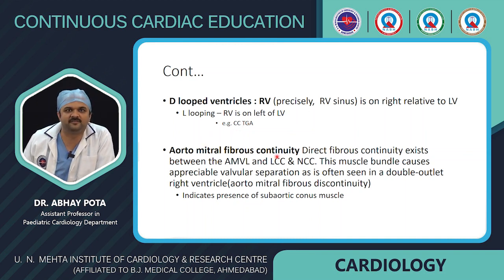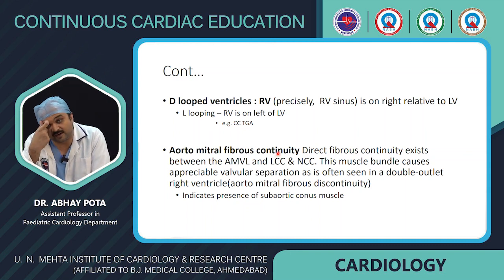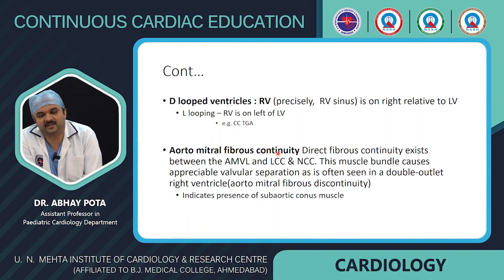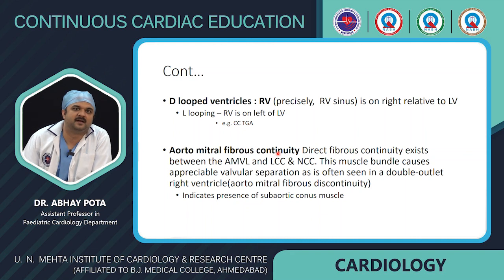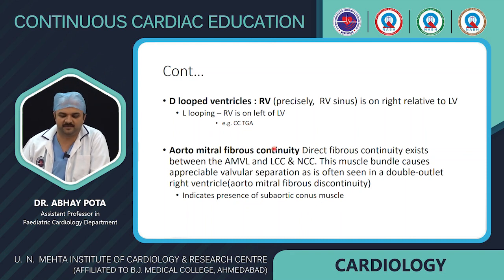What is aortomitral fibrous continuity? Direct fibrous continuity exists between the AMVL and the left and non-coronary cusps. Muscle bundles can cause appreciable valvular separation, as is often seen in a case of double outlet right ventricle. This valvular separation should be considered significant when it is more than 3 mm on echocardiography, and then it should be called aortomitral fibrous discontinuity. This indicates presence of subaortic conus muscle. This is the embryologic basis of aortomitral fibrous continuity.